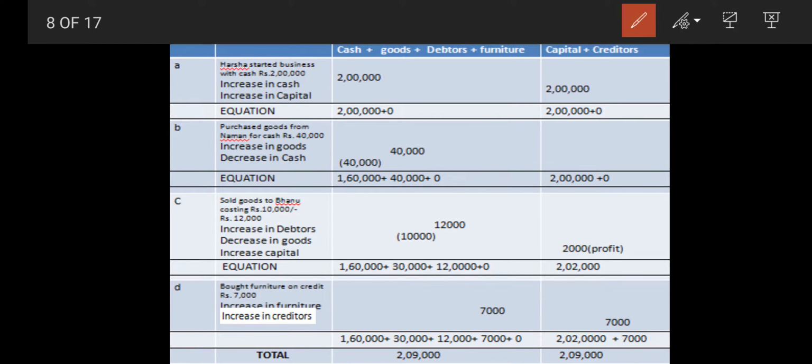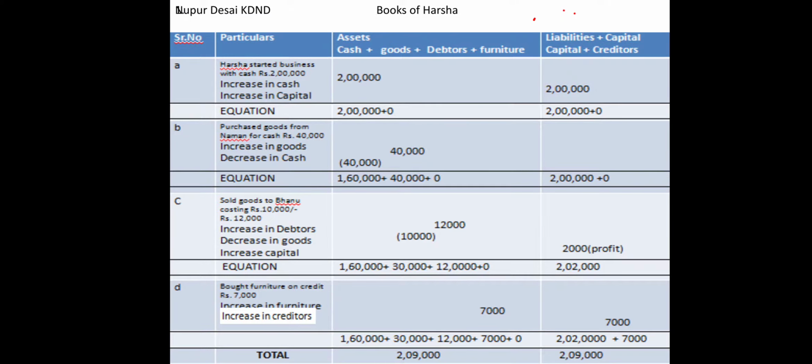Now moving towards the next transaction, purchase goods from Naman for cash. Here it is mentioned purchase goods from Naman for cash. So the party's name is there and the cash word is also there. When the party's name is there and the cash word is there, it is implied that this is a cash transaction. Then you don't have to move with any creation of debtors or creditors. So make it very clear that when the party's name is there, but cash is mentioned, then the party will not be remembered for that transaction.